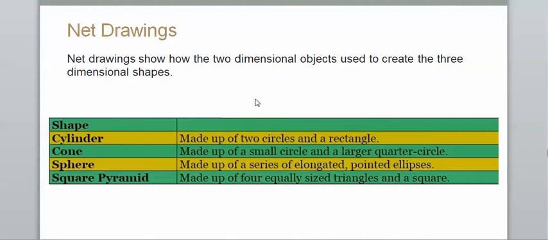Okay, net drawings. Net drawings show how two-dimensional objects are used to create three-dimensional objects. For example, a cylinder is made up of two circles and a rectangle. A cone is made up of a small circle and a larger quarter circle. A sphere is made up of a series of elongated pointed ellipses. And a square pyramid is made up of four equally sized triangles and a square.